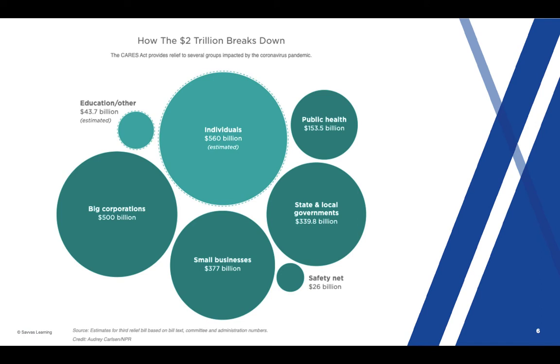On March 27th, Congress passed the CARES Act to help the economy during this crisis. This was an historic $2 trillion investment into the economy. But where does this money go? This helpful graphic from NPR separates the $2 trillion into 7 different areas, which we'll take a look at now.